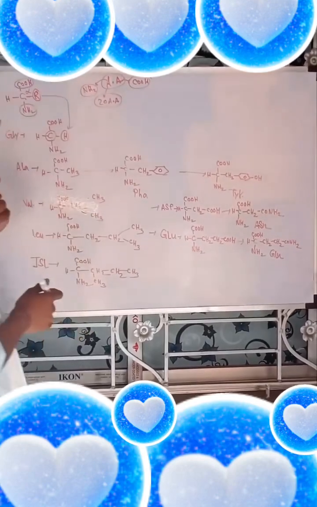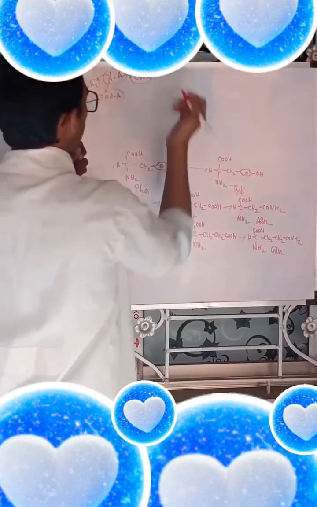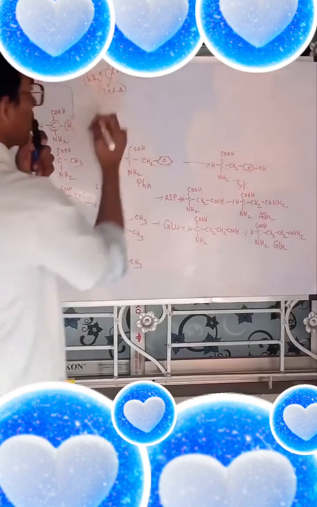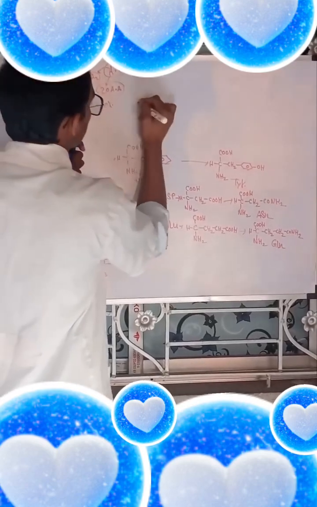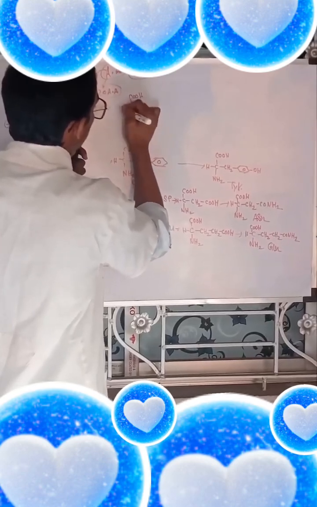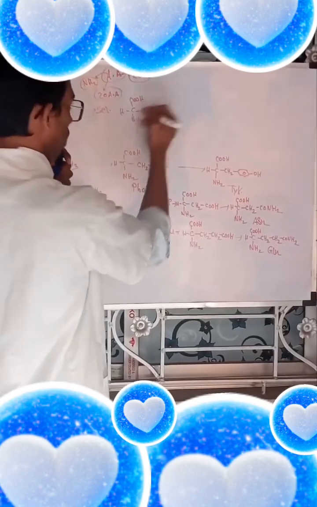Now we come to the basic amino acids. But before coming to the basic amino acids, first we come to the alcohol-containing amino acids. There is serine. Serine: you can see COOH, NH2, H, and CH2OH. This is serine, an alcohol-containing amino acid.